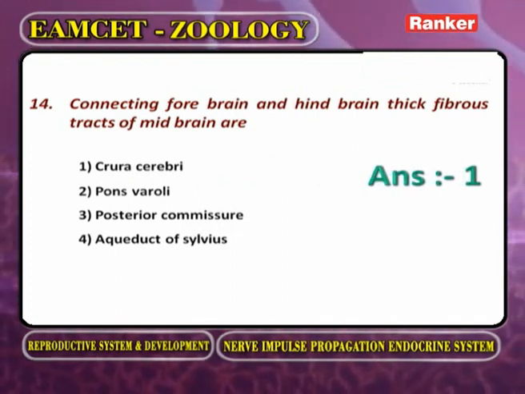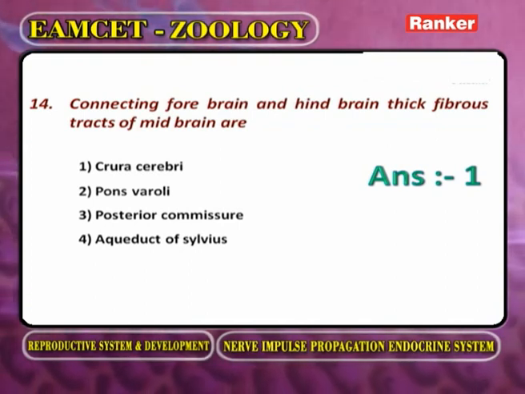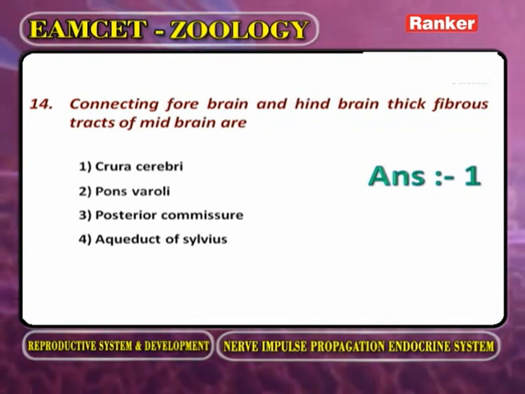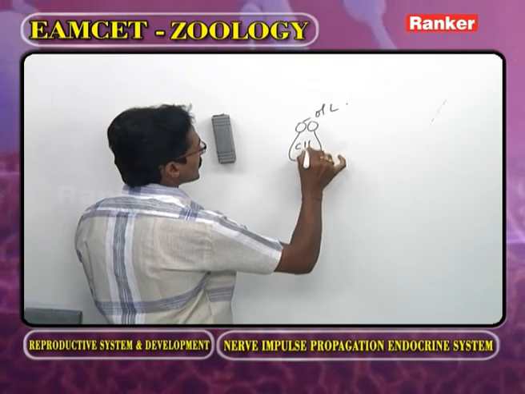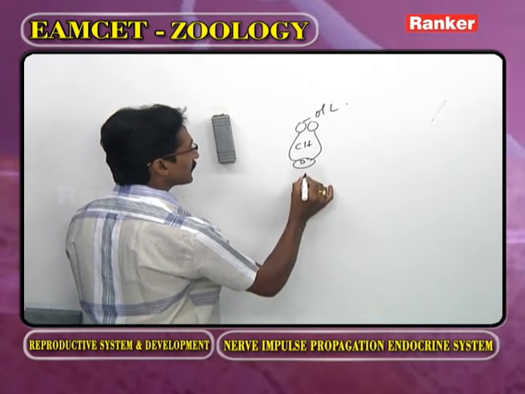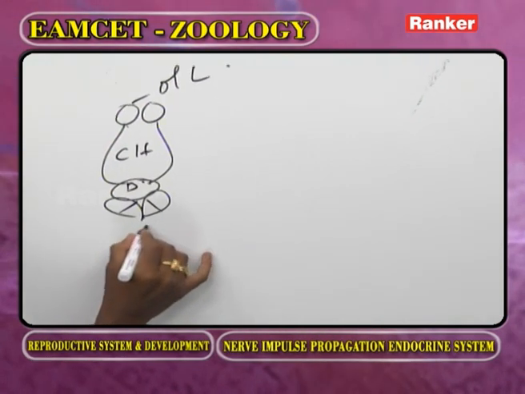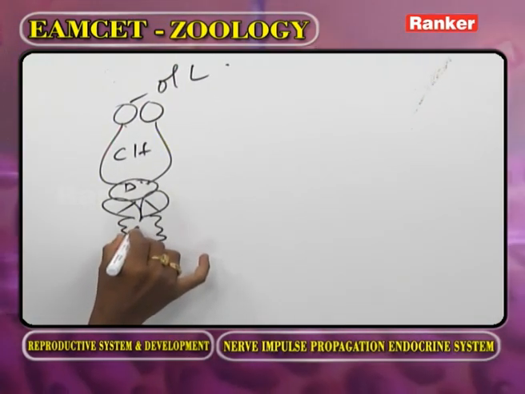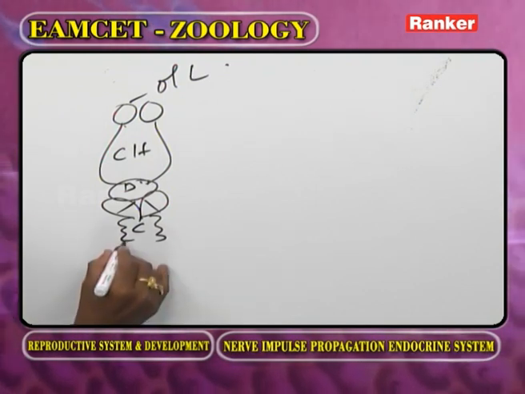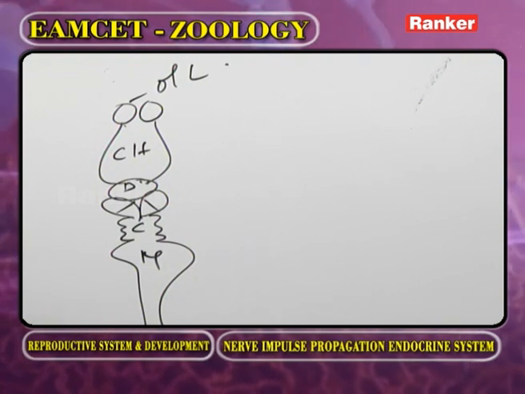Connecting forebrain and hindbrain are thick fibrous tracts of the midbrain. As we observe the forebrain, these are called the olfactory lobes, and these are called the cerebral hemispheres, and this one we call the diencephalon, and these are called the optic lobes, and this one we call the C, which means cerebellum, and this one we call the M, which means medulla oblongata.